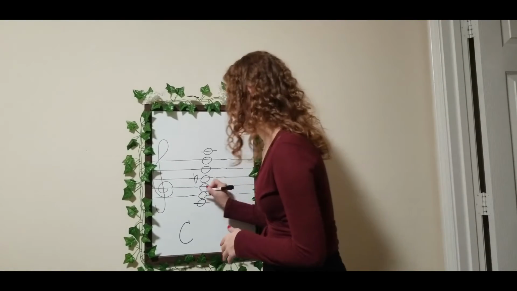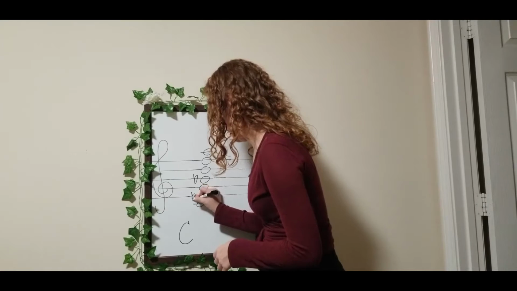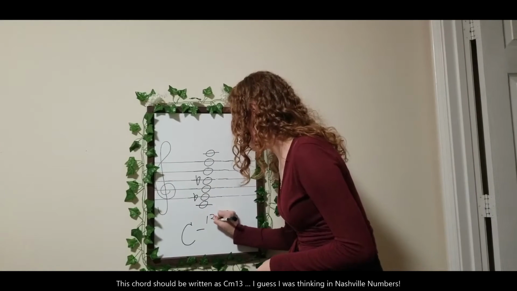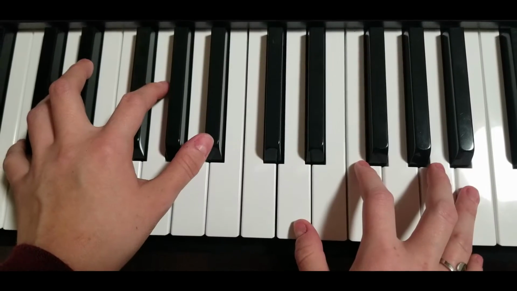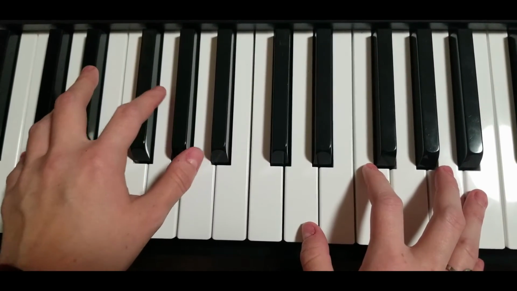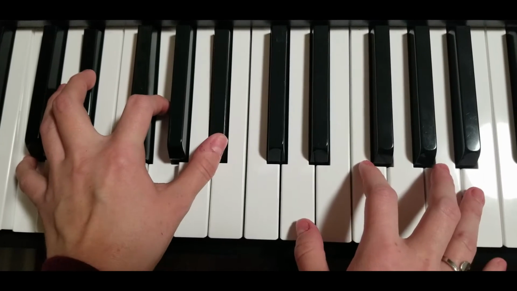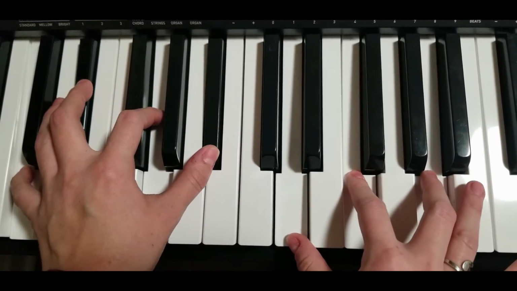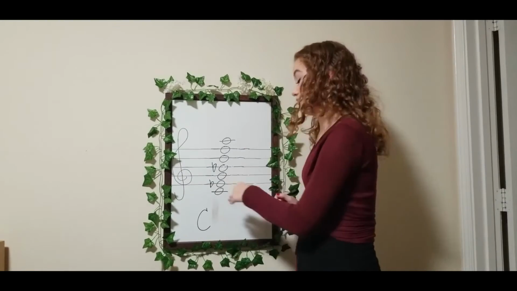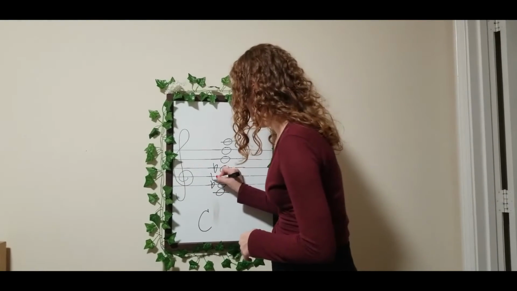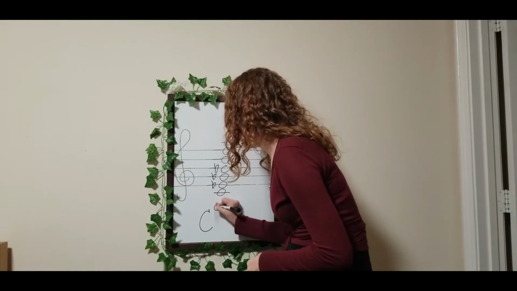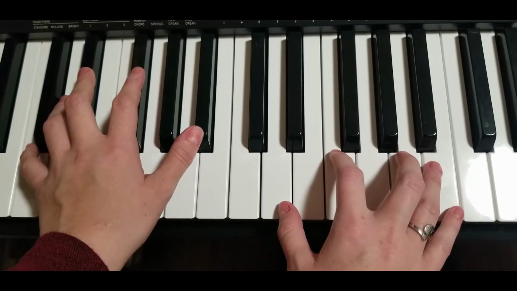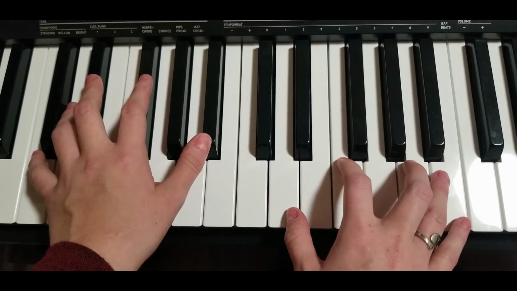If we were to add another flat to the 3rd of the triad, that would make this a C minor 13. Here's what a C minor 13 sounds like. If you add a flat to the 5th, that would make this a C half diminished 13. Here's what a C half diminished 13 sounds like.